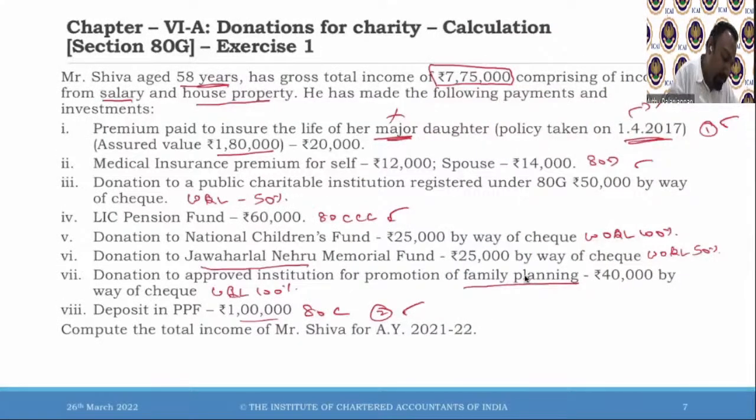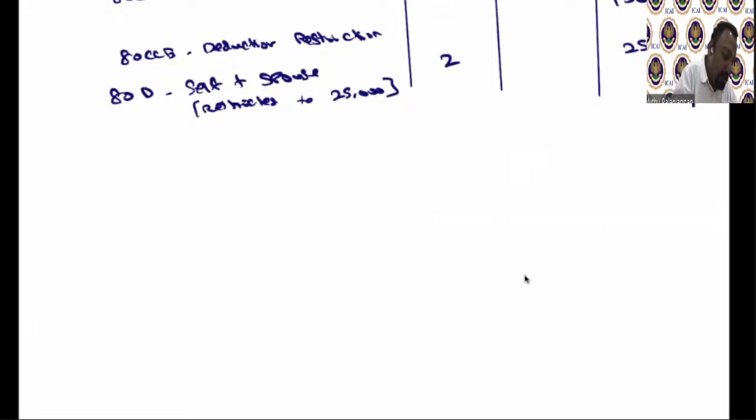Then after 80D, what do you have? I guess that's all. There is nothing else apart from this. Now we can calculate. We'll have to allow 80G. So 80G we'll do as a separate note, and then you will calculate net total income.